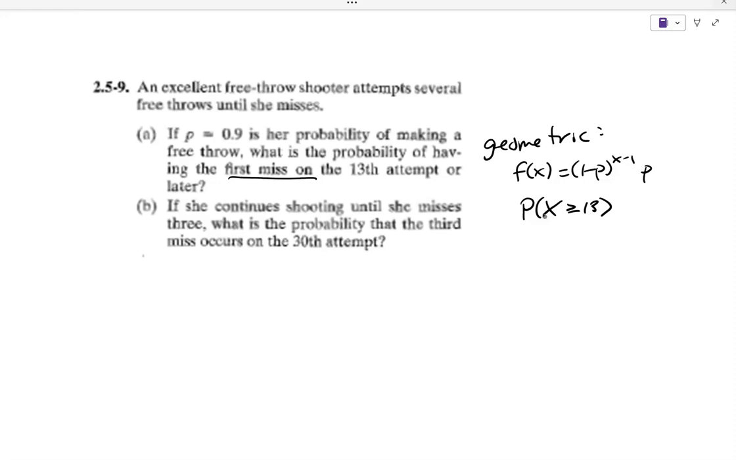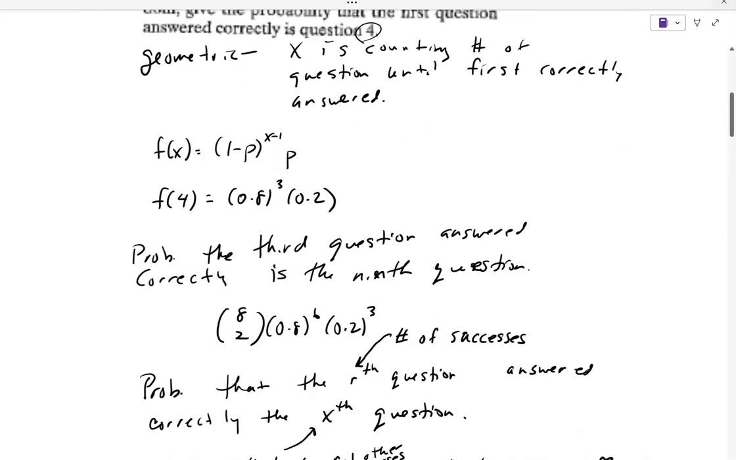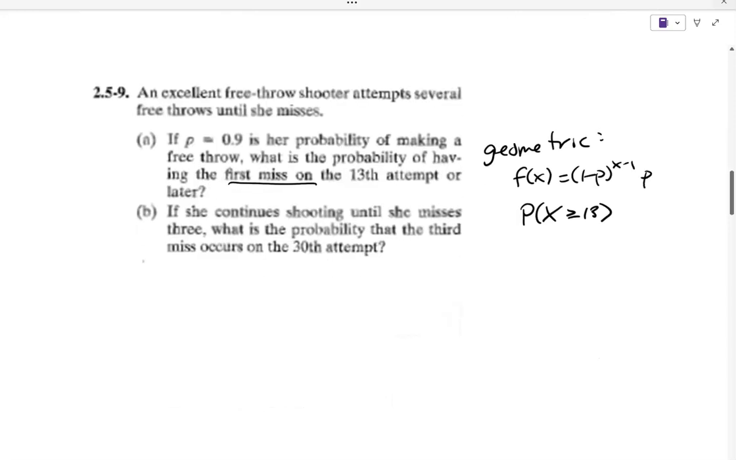It should be the second problem in the handout from last time. Yeah, it should be the second problem from the handout from last time. Okay.